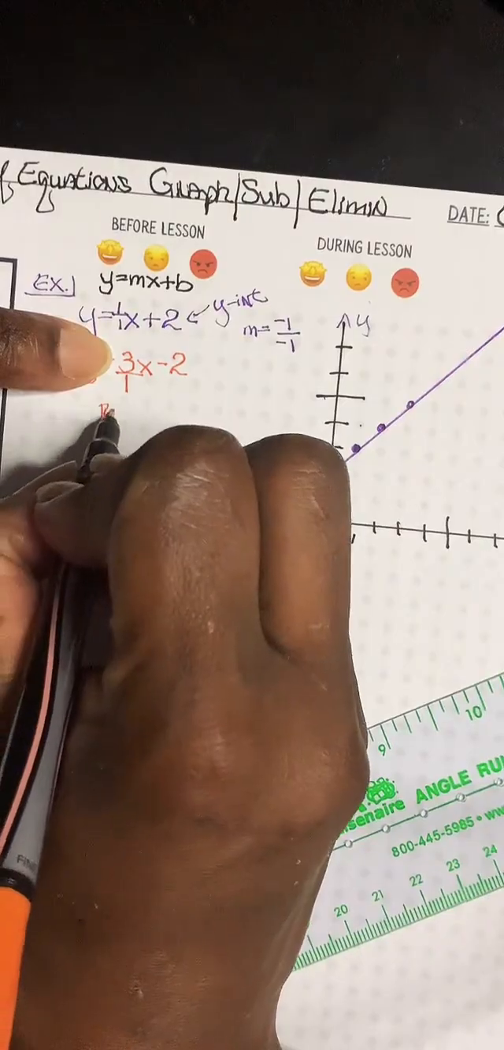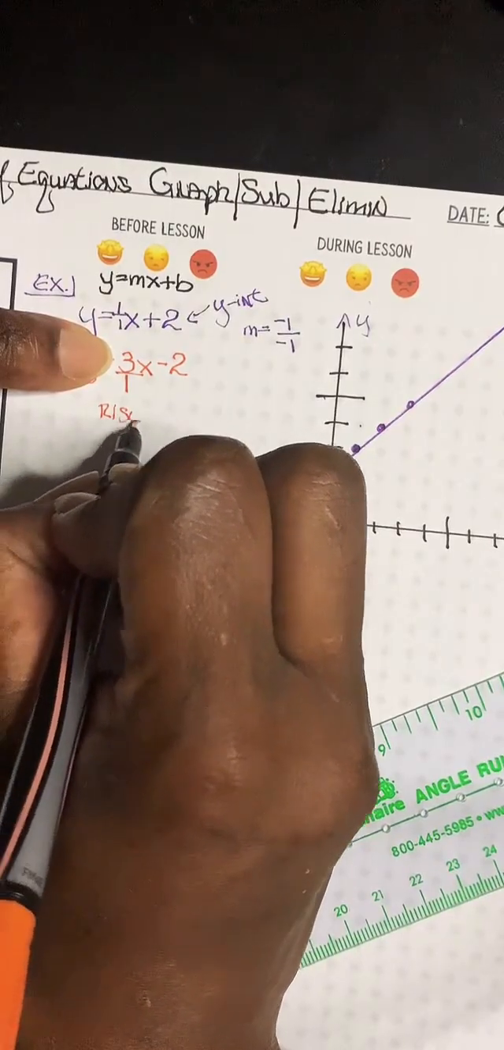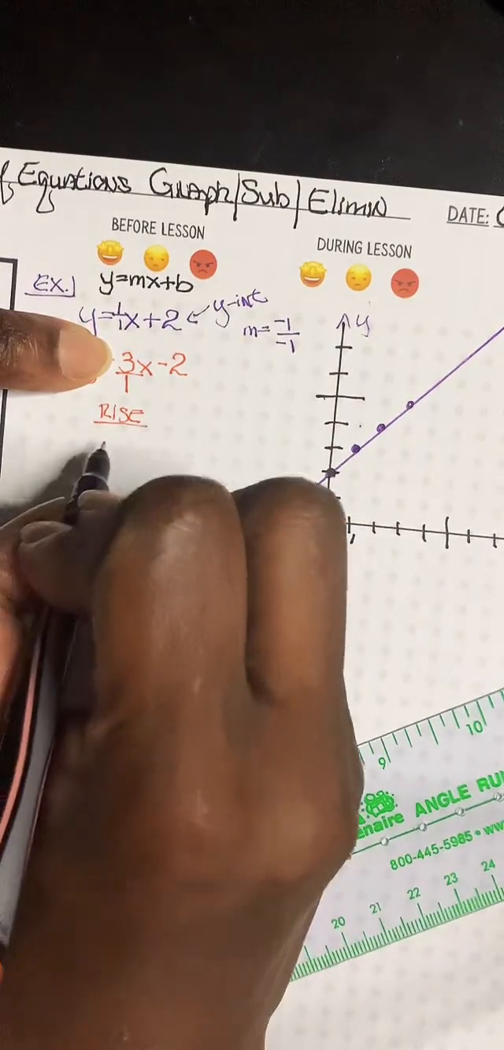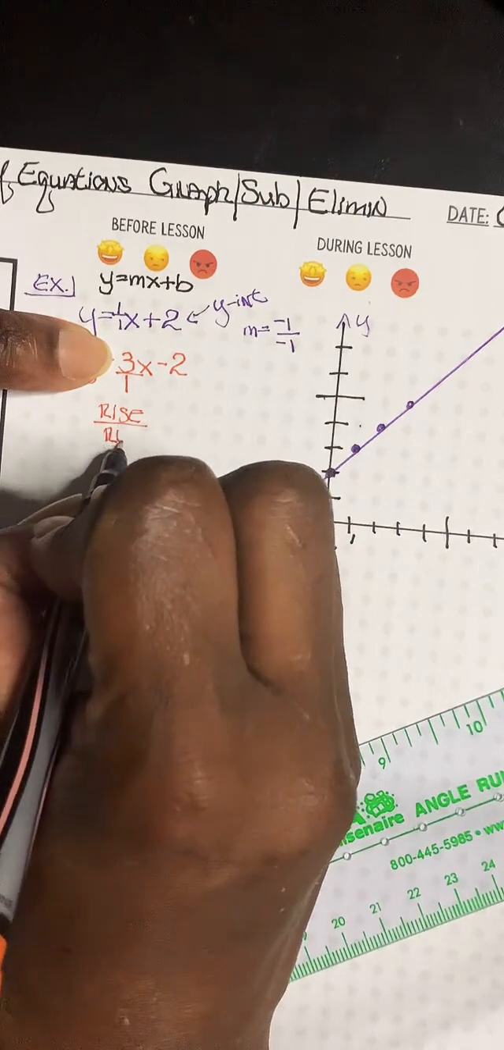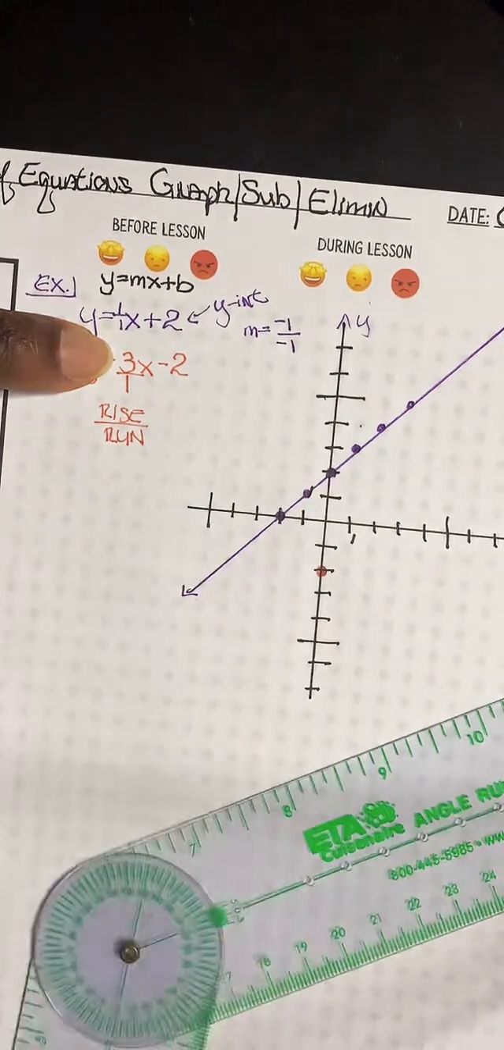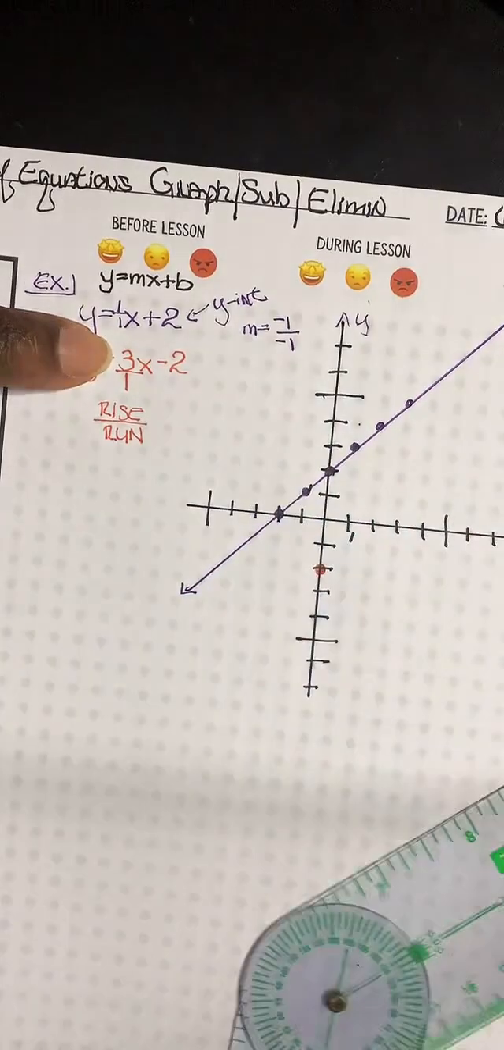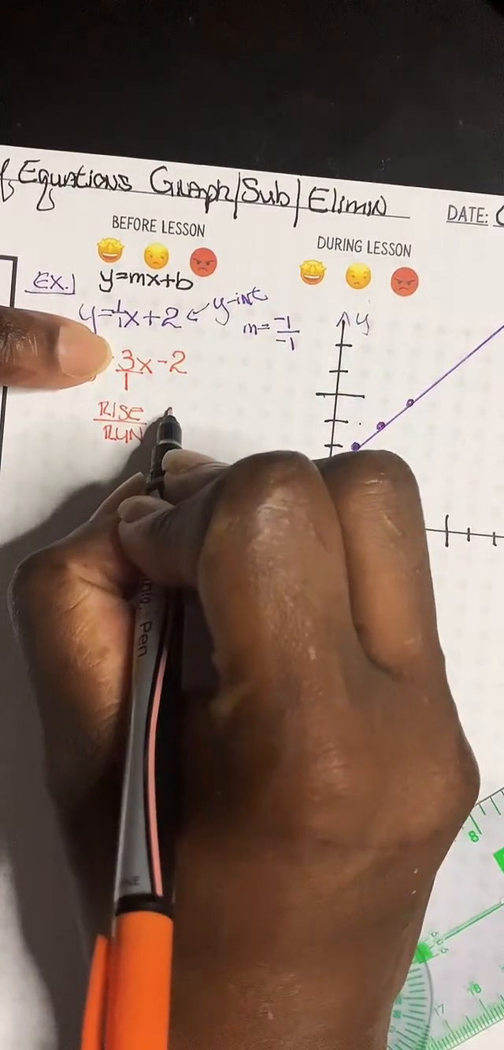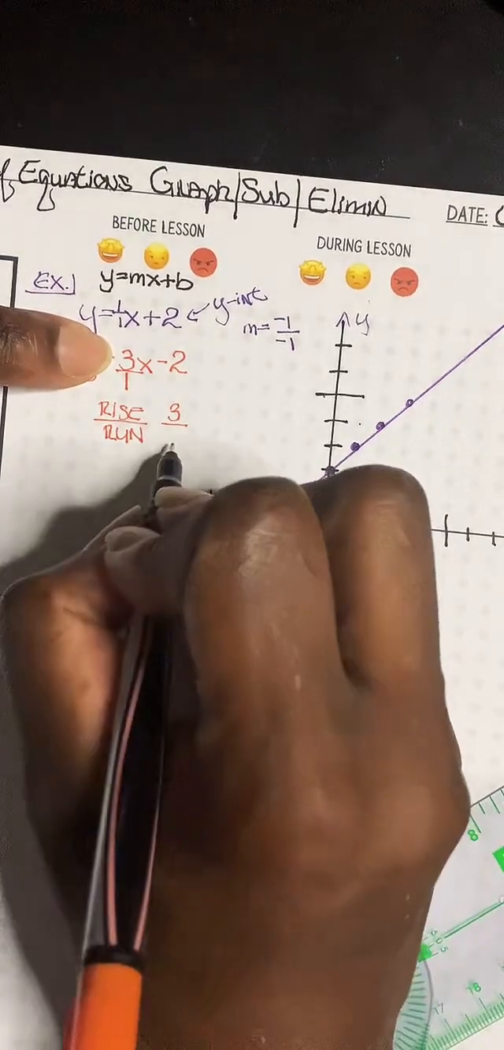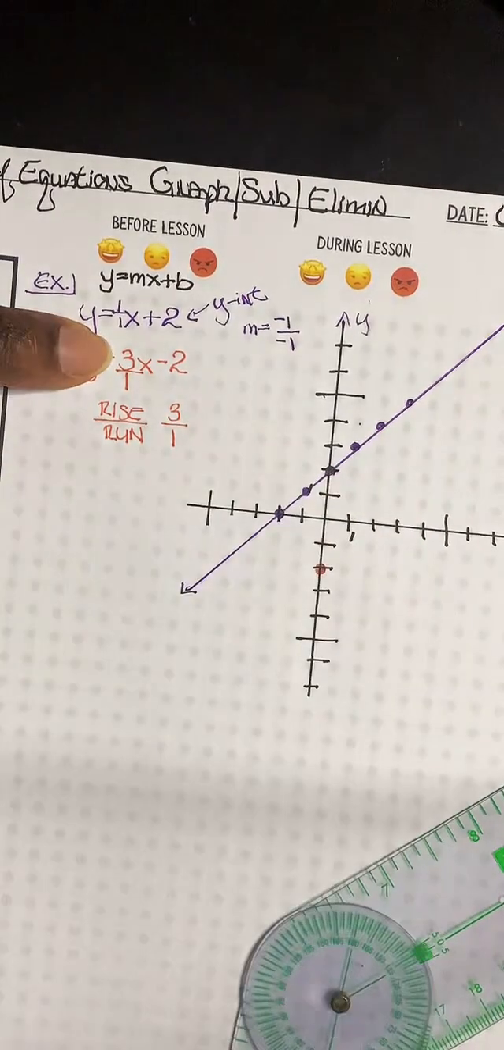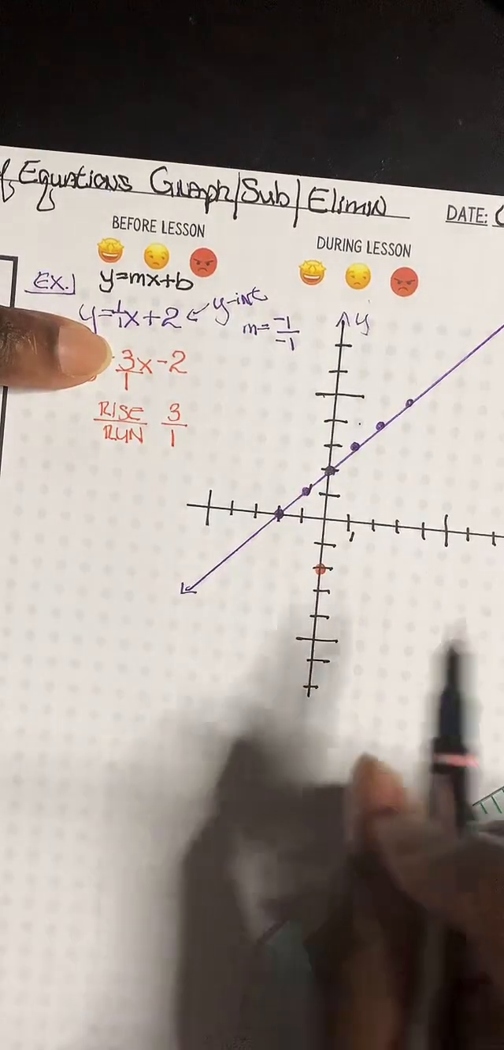The 3 is in the numerator. That's your rise. And the 1 is in the denominator. That's your run. So what you're going to do is rise up 3 because it's a positive 3, and then run over 1 to the right because it's a positive 1.